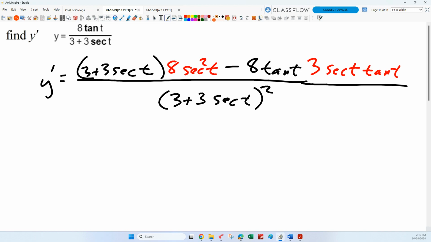Okay, look at the top. Does anything cancel if I distribute the 8? 3 secant t. No. Okay, what am I going to be?